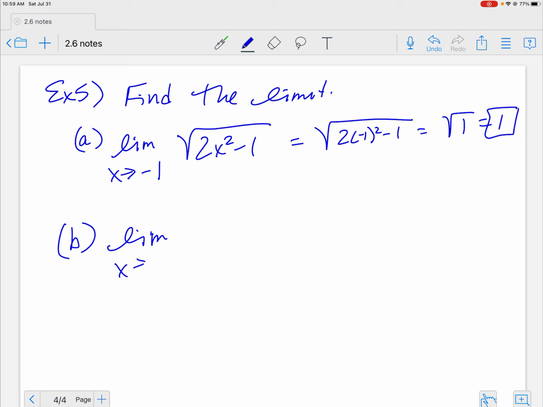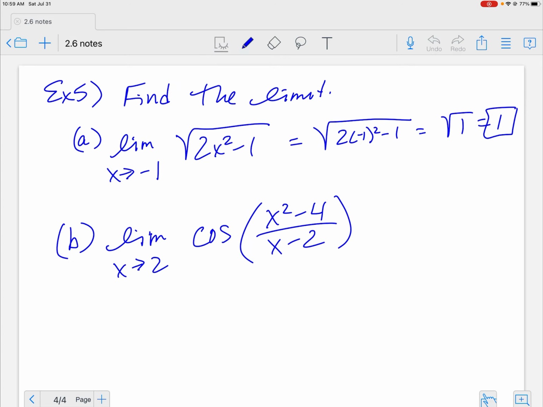What if I have the limit as x approaches 2 of the cosine of x squared minus 4 over x minus 2? What happens whenever I plug this in? Yes, good job. Can I have a 0 in the denominator? Negatory, good buddy. Okay, when you come across an issue, that's when you do work.